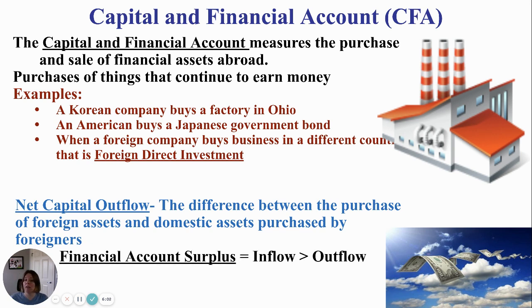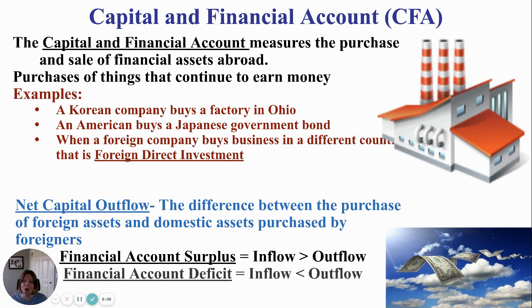You could have a financial account surplus, which means your inflow, money coming into your country, is greater than your outflow. Or you could have a financial account deficit. That means your outflow is greater than your inflow, so more money is leaving your country. And there are different reasons why money would be leaving your country. Maybe interest rates are higher in another country, or there's depreciation of a currency that makes people want to demand that currency more.